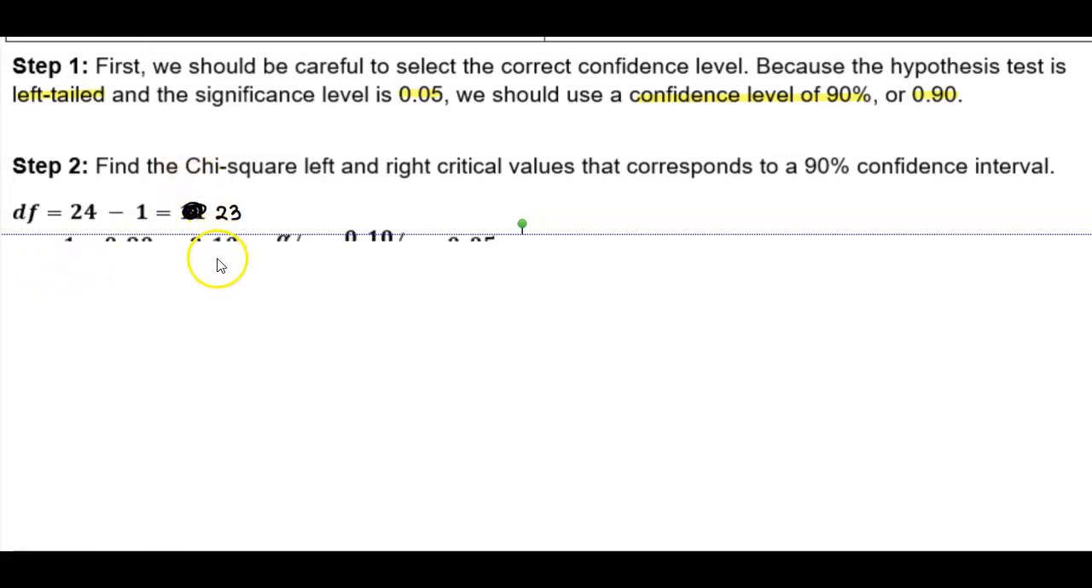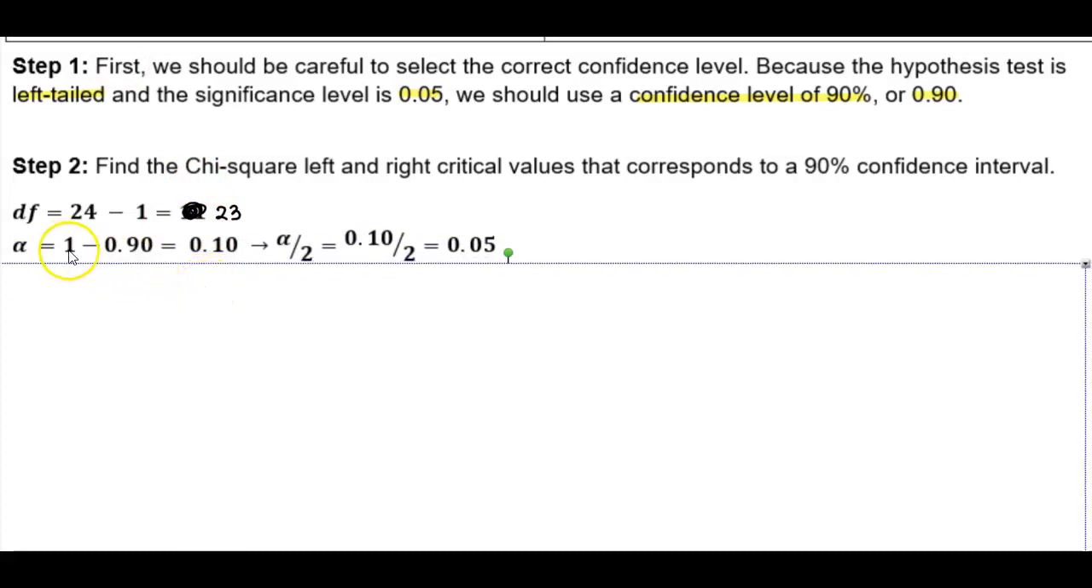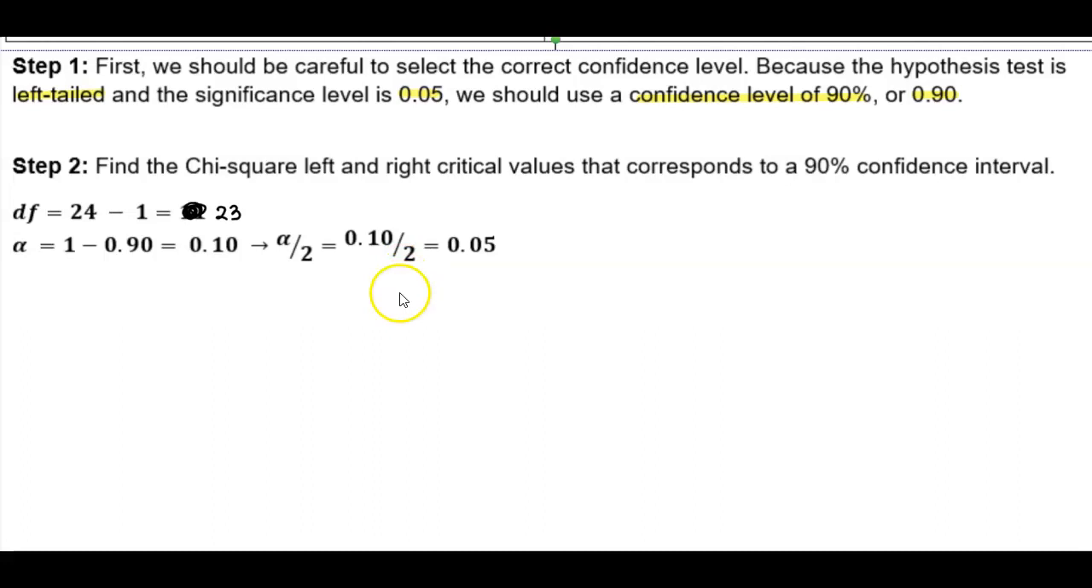Now that we have the degrees of freedom, we need to find alpha. Well, alpha is 1 minus 0.90 because it's a 90% confidence interval, which gives us 0.10. And since we need to find the right and the left critical values, we need to take alpha and divide it by 2. So 0.10 divided by 2 gives us 0.05.